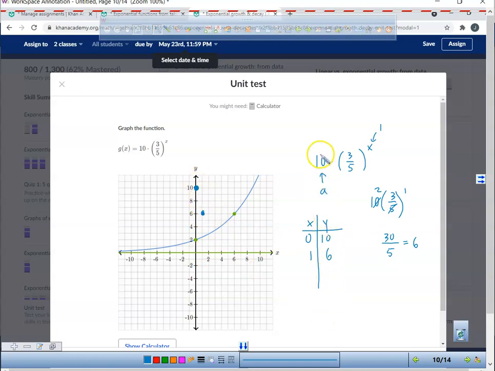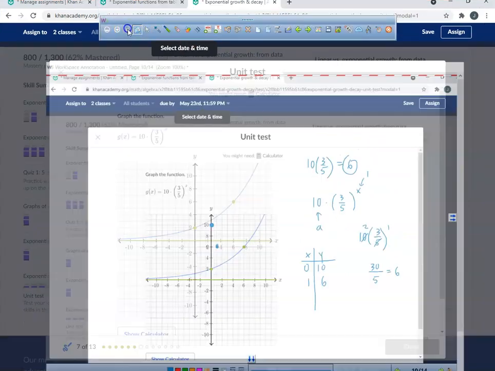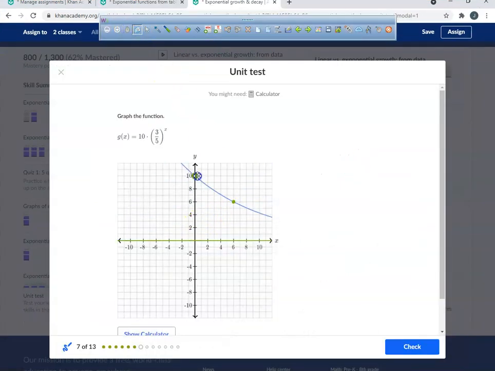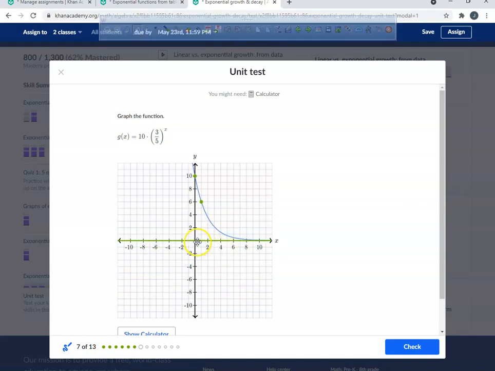So just remember, that's always your a value. Then just take that number and multiply it by the next number, because you're raising it to the power of 1, and that gets you your next value. So we got 0 and 10, and we got 1 and 6. Do not mess with this horizontal asymptote. Leave it right there. That's where you want to leave it, so don't mess with that, even though it's kind of fun. Okay.